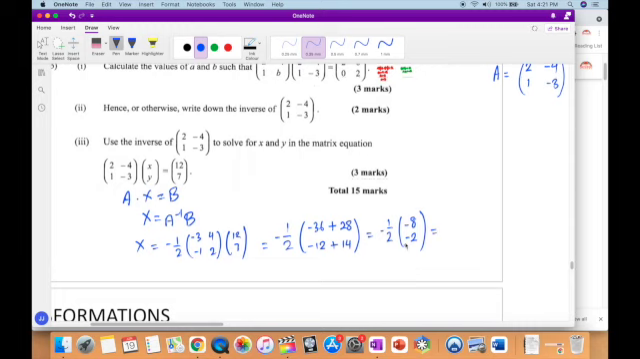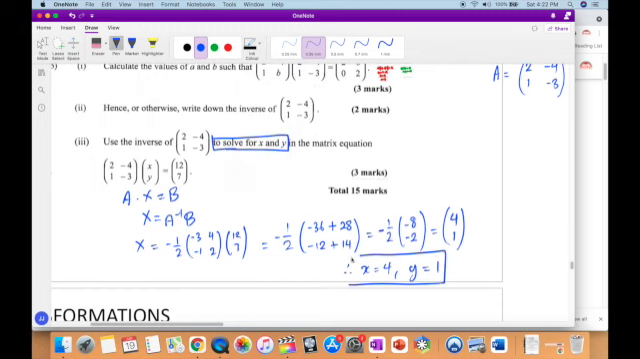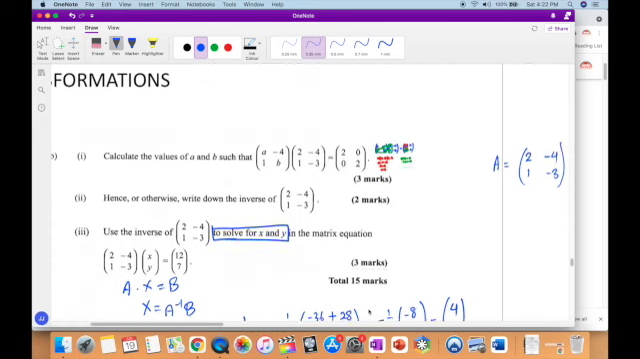So you know that this negative will make everybody positive. And a half of 8 is 4, and a half of 2 is 1. So therefore, x is equal to 4, and y is equal to 1. And they say solve for x and y. This is what they're asking you for. So please make sure you make a statement and state your answer.